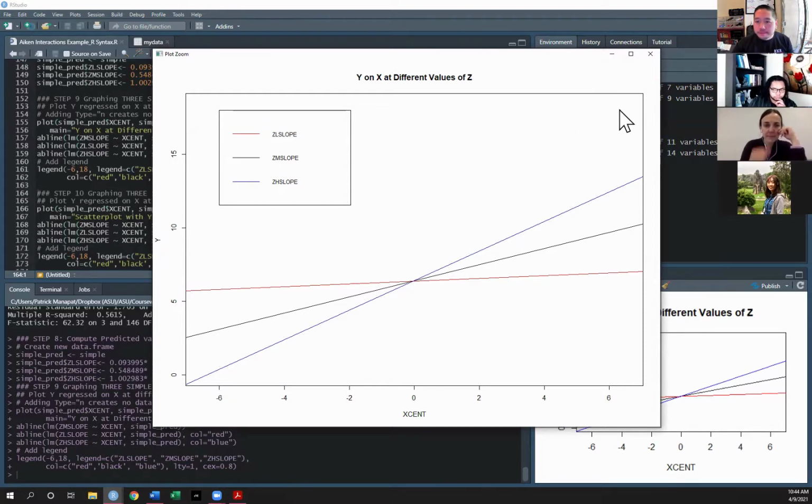Thanks. Any other questions about this plot or the interpretation? This is essentially putting everything that we just did together.